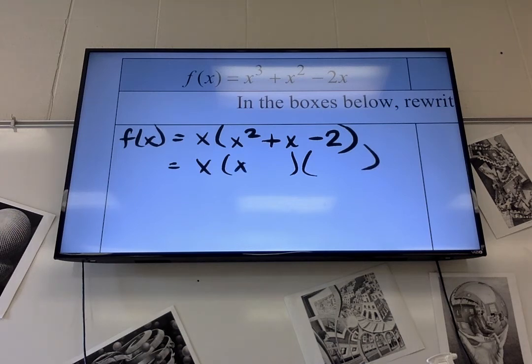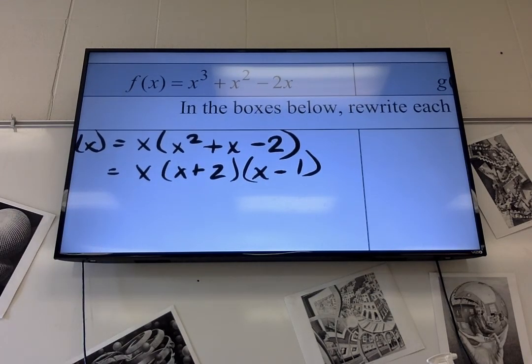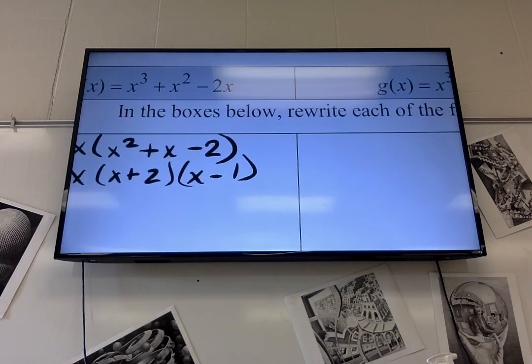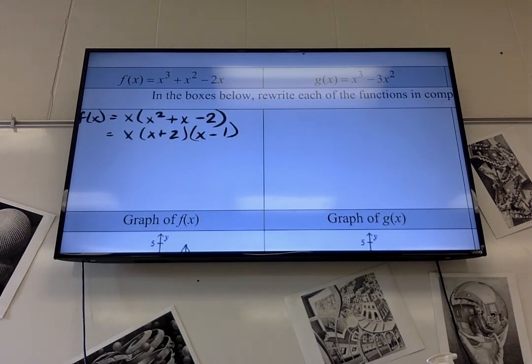2 numbers that multiply to give you negative 2 and add to give you positive 1. Negative 2 and positive 1. Yeah. Because you want them to add to give you positive 1. Okay, what about the next one?